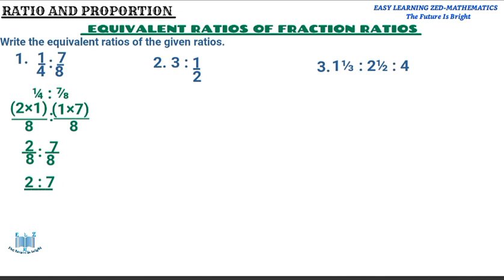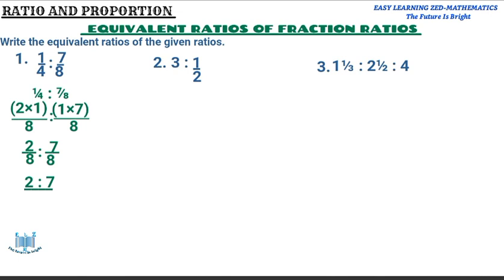So the equivalent fraction of, also not fraction, the equivalent ratio of 1/4 to 7/8 is 2 to 7. 2 to 7 is equivalent to 1/4 to 7/8. Okay, now let's go to question number 2.